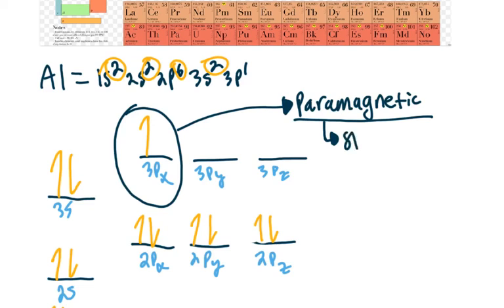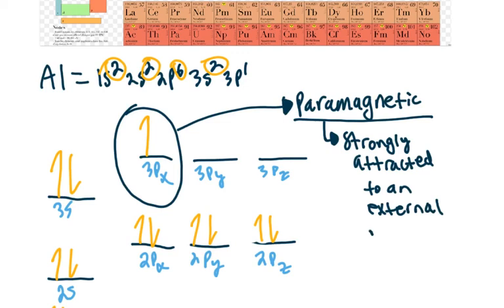Strongly attracted to an external magnetic field. So if you put a magnet near aluminum, we're going to get some attraction. And that's it, guys. That's paramagnetism.